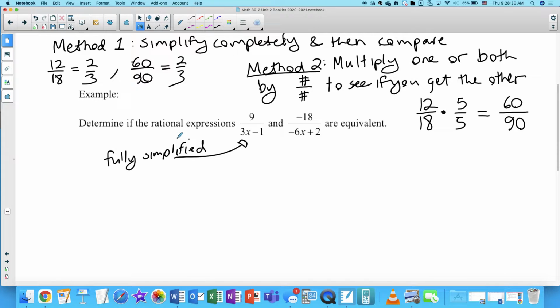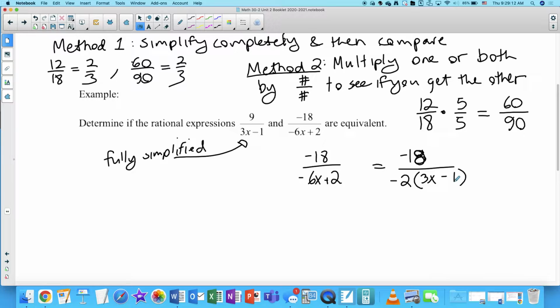Okay, let's look at this one. Can I factor this expression? Or can I simplify this expression, I should say? Okay, so in the numerator I just have negative 18. What about the denominator? What could I factor there? Negative 2. Right. So in the denominator I factor out a negative 2, then negative 6x divided by negative 2 is 3x, and 2 divided by negative 2 is minus 1.